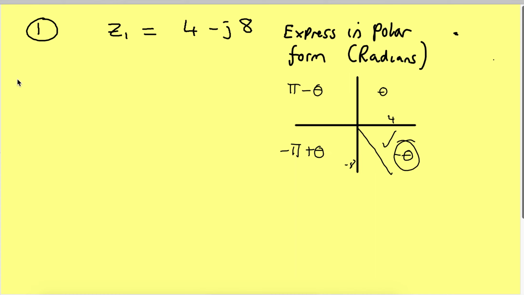Right, so r is the square root of x squared plus y squared. So that's 4 squared plus negative 8 squared. You don't need to put the negative 8 in there. You know if you square a negative number, you get a positive. So that gives you square root of 80. Okay, and you can leave that as the square root of 80. You can write it as 4 root 5. I'm personally going to write it as 8.94.